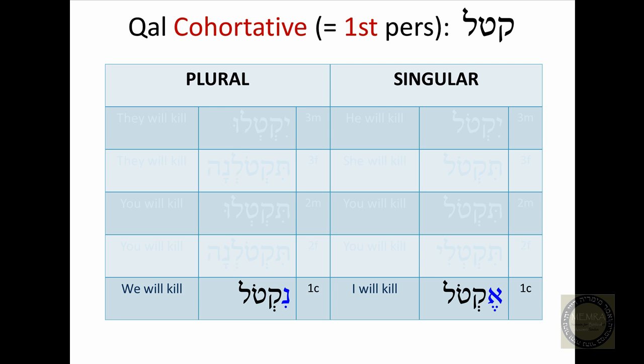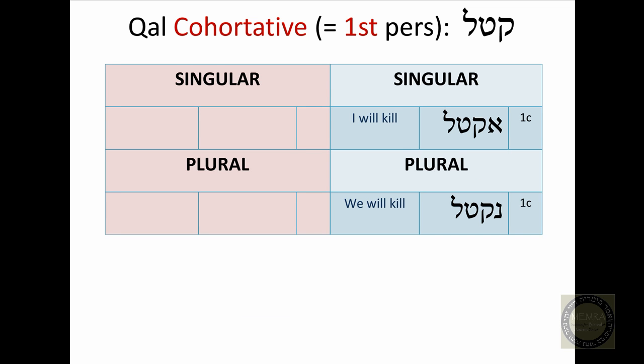We have here the cohortative form, which concerns only the first person. So what I've done here is I've blotted out all the other imperfect forms, and we're going to focus on the first common and first common plural imperfect forms, because the cohortative will be built off of these first person forms. So we have here in the singular, the imperfect is eqtol. Again, I've taken the vowels out. Just look at the consonants.